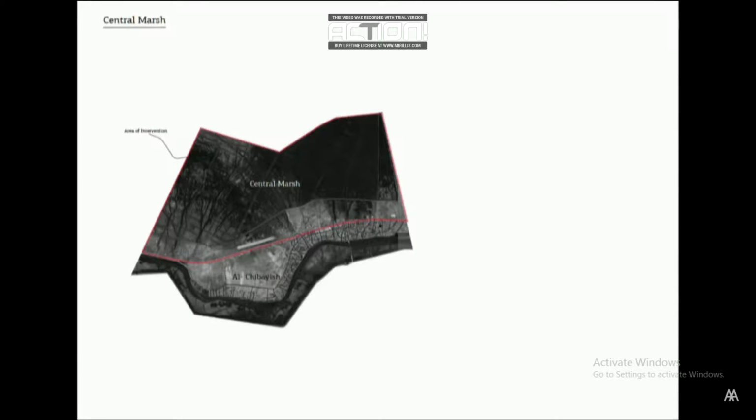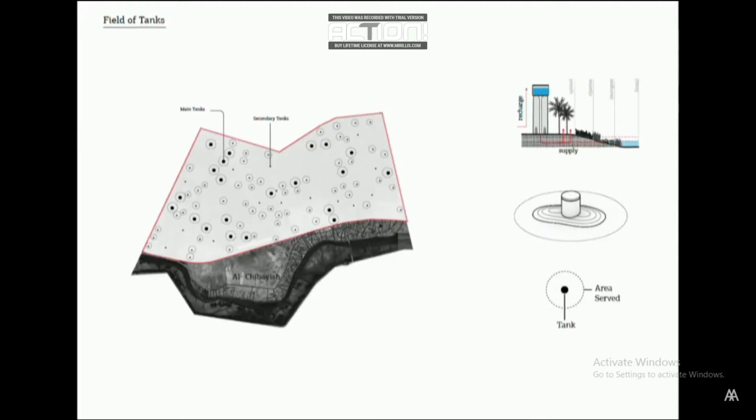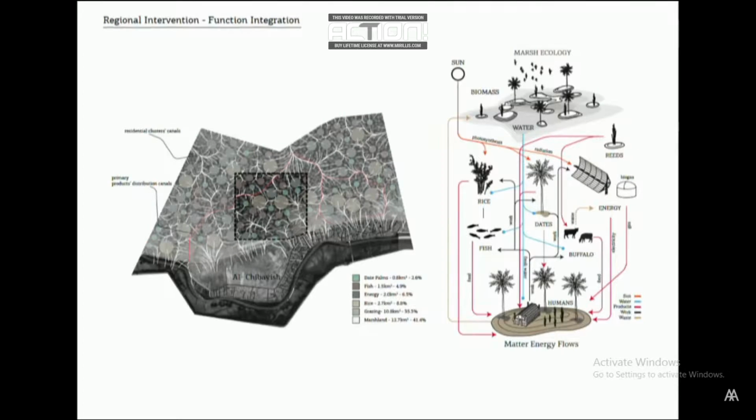This is a 30 square kilometer sample area in the Central Marsh, where dry and high salinity areas are identified for the tanks to be introduced. And around each one of these tanks, we propose a strategy for populating the site with different productive activities in a way that they would enhance the flow of water and would take advantage of the marsh ecology.